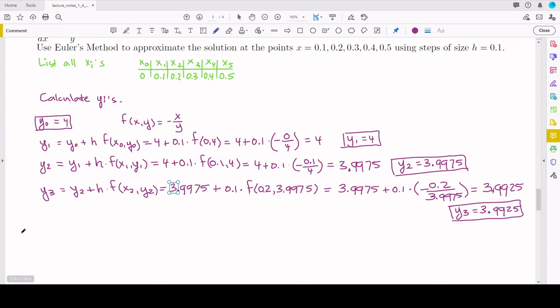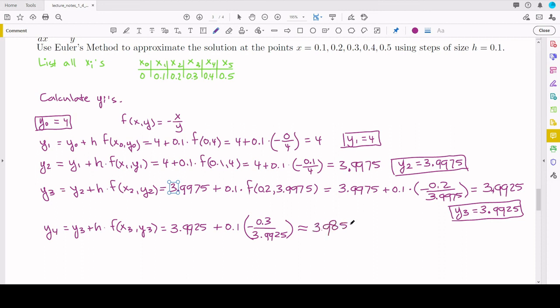And I hope that you see the pattern now. y4 equals y3 plus h times f of x3 comma y3, and that is equal to 3.9925 plus 0.1, and then plugging in x3, we get negative 0.3 over y3 is 3.9925, and that is approximately equal to 3.9850.